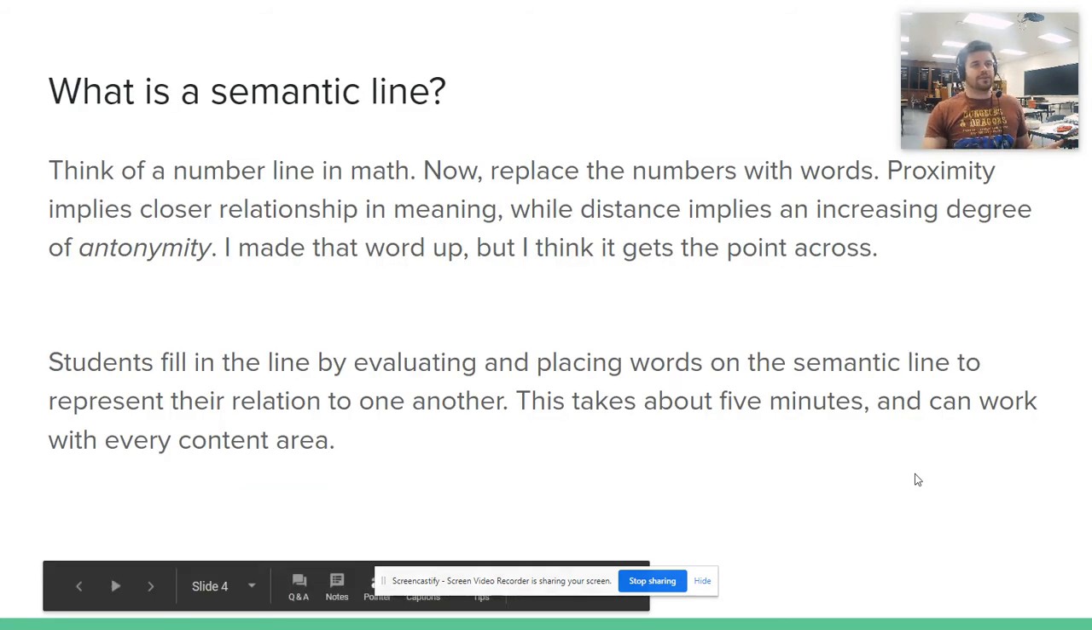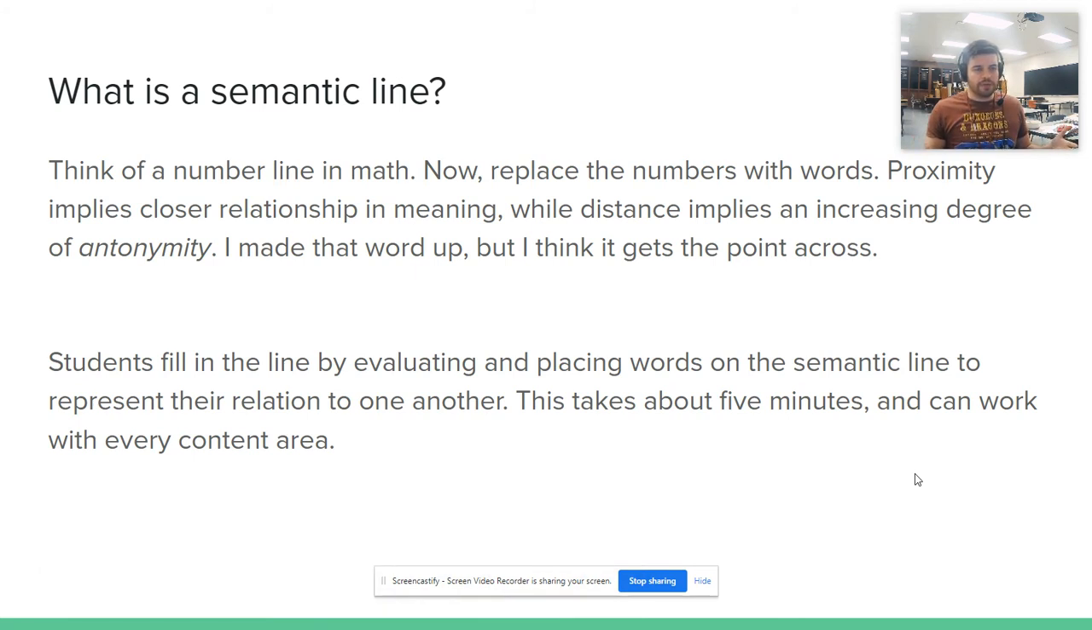So what is a semantic line? This is an activity that I came up with. I probably reinvented the wheel, to be honest here, but it's something that I was looking for an answer for, and after a little bit of reading through my manual, it kind of came to me. So think of a number line in math and now replace the numbers with words. Proximity implies closer relationship and meaning, while distance implies an increasing degree of antonymity. I don't know what the actual word was that I was going for. I came up with that. It gets the point across.